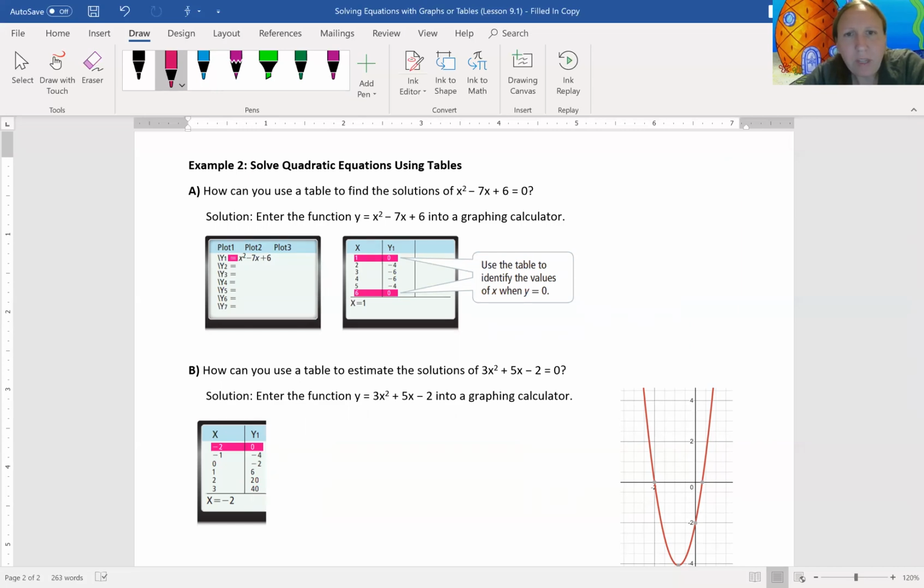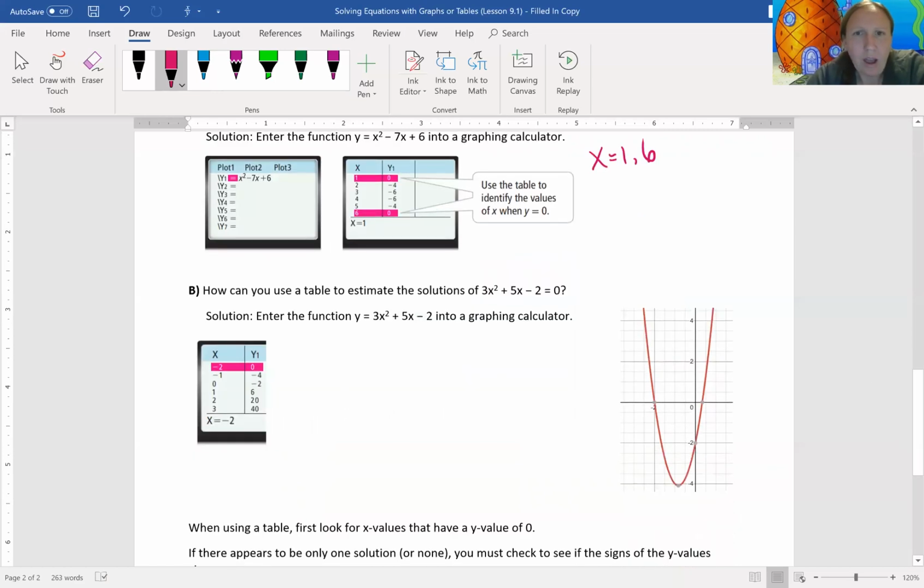So you can see from this table that x equals 1 and x equals 6 would be the solutions to that equation because their y values are 0. Super easy. Okay, let's look at the last one here. We have 3x squared plus 5x minus 2 equals 0. We enter that related function into the graphing calculator. And when we pull up the table in this case, we see one x value that has a y of 0. So we know x equals -2.